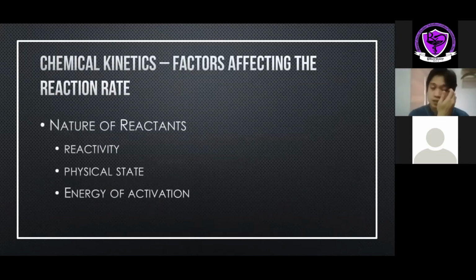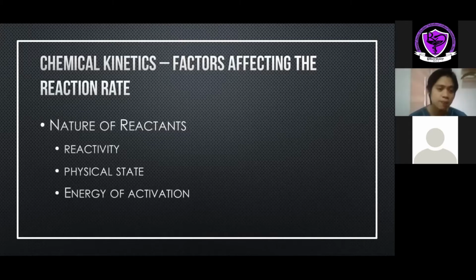Okay. The next aspect of chemical kinetics will be the factors that affect the reaction rate. Ano yung pwede natin gawin para mapabilis yung isang reaction? No? Definitely, we're going to change the factors of the reaction. So first would be the nature of reactants. Ibig sabihin nito, we're talking of the substances themselves that go into the reaction. So in terms of its nature, we talk of reactivity, its physical state, and its energy of activation.